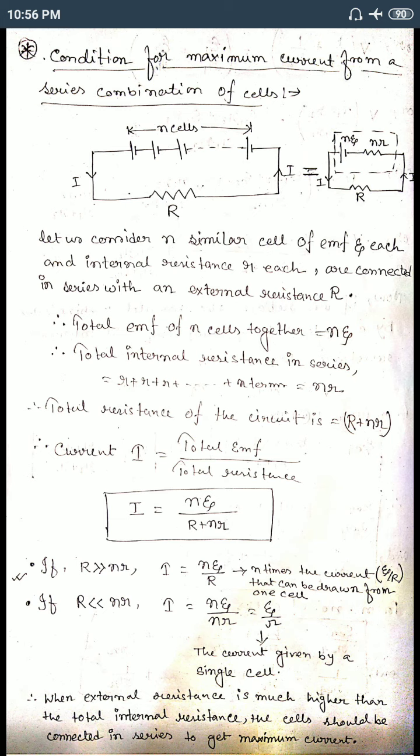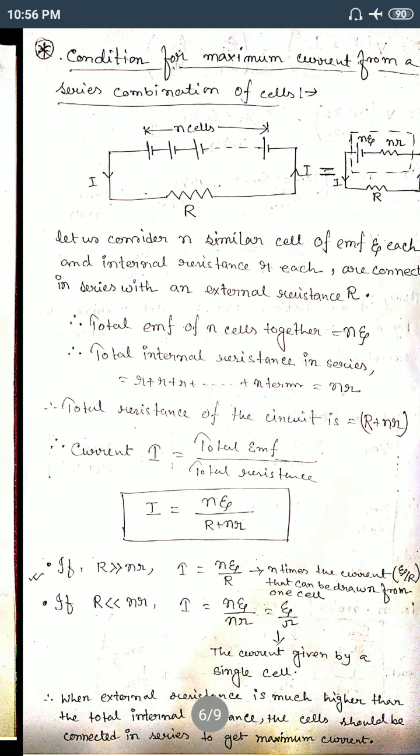Now this circuit has another resistance, the external resistance, that is R. So what is the total resistance of this circuit? Internal resistance plus external resistance, that is R plus nr. As shown in the figure, I will also draw this diagram.